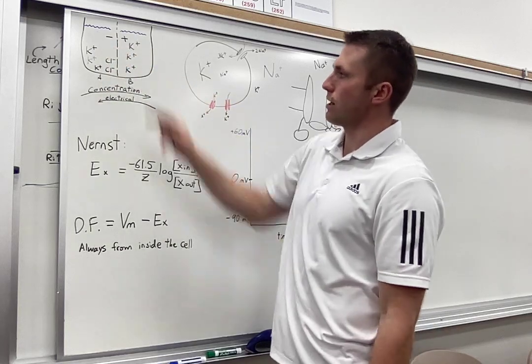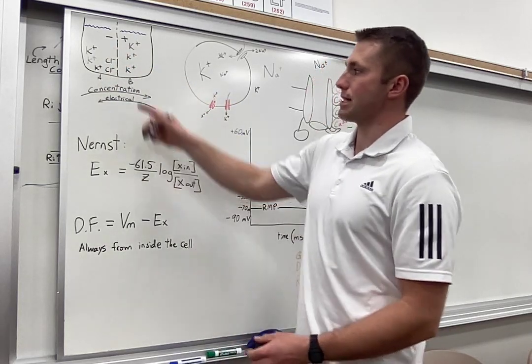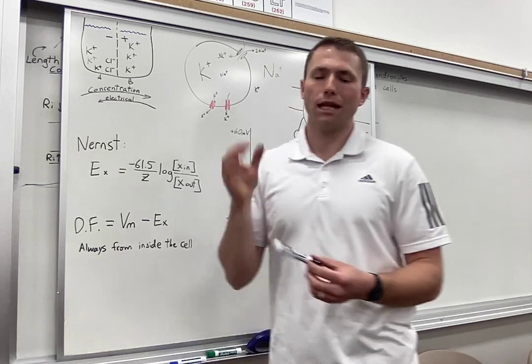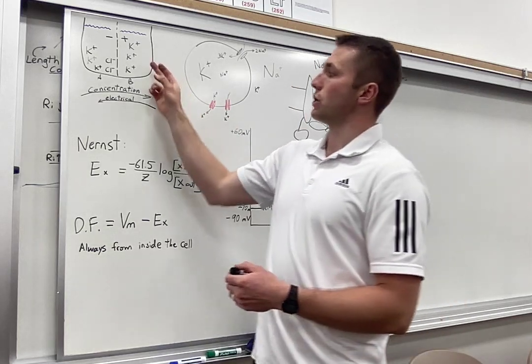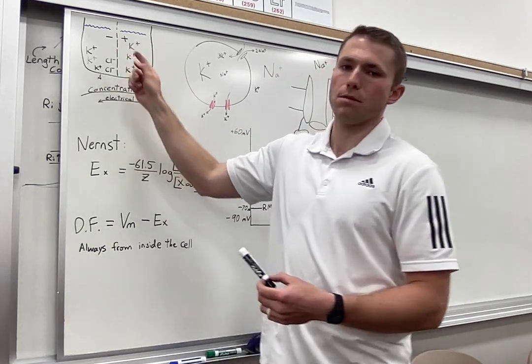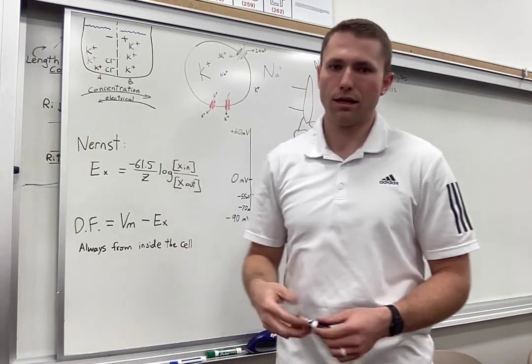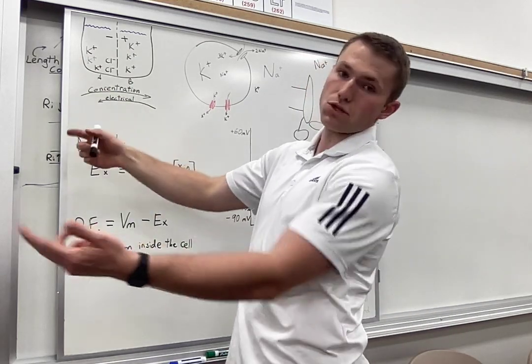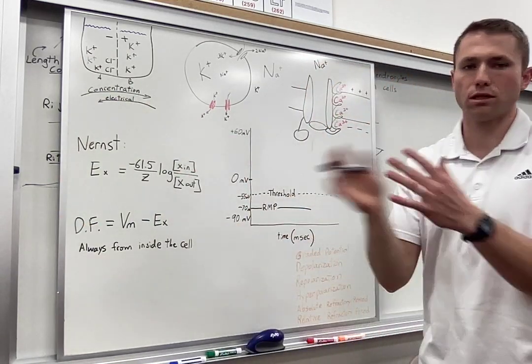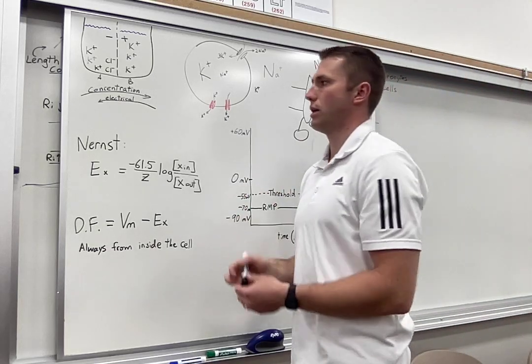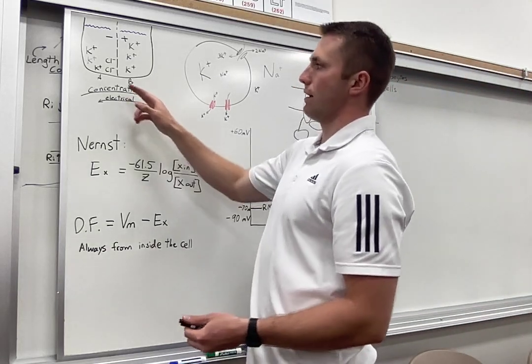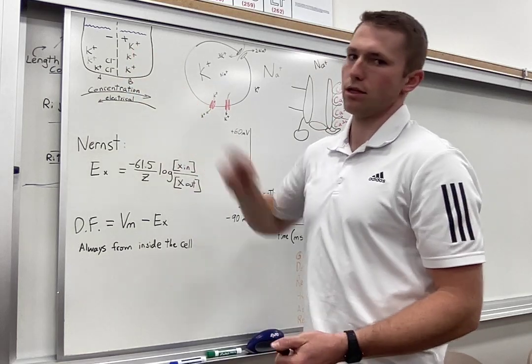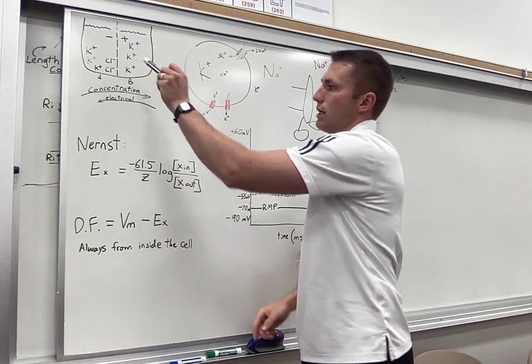So right here, we would say that side B has an electrical potential to shove a potassium ion back to side A. But then the concentration gradient. Okay, so these electrochemical gradients are created by charges and concentration. All right, moving on.